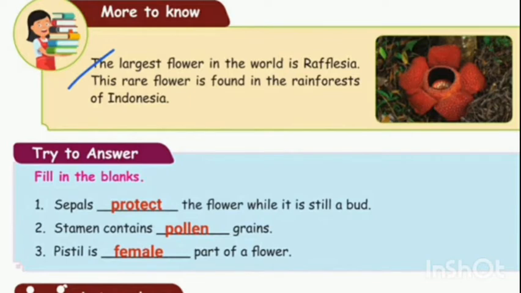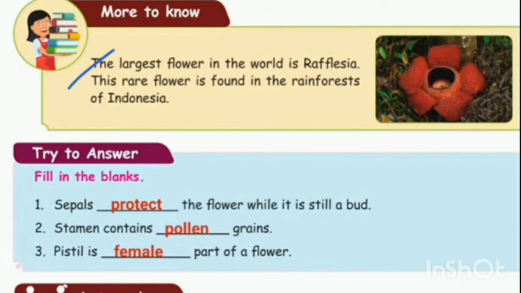More to know. The largest flower in the world is Rafflesia. This rare flower is found in the rainforest of Indonesia. The largest flower in the world is Rafflesia.